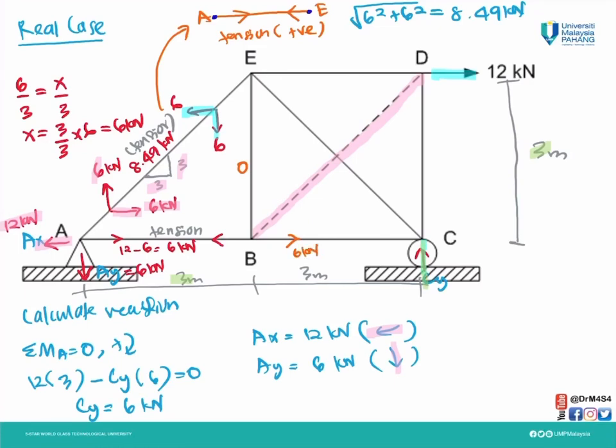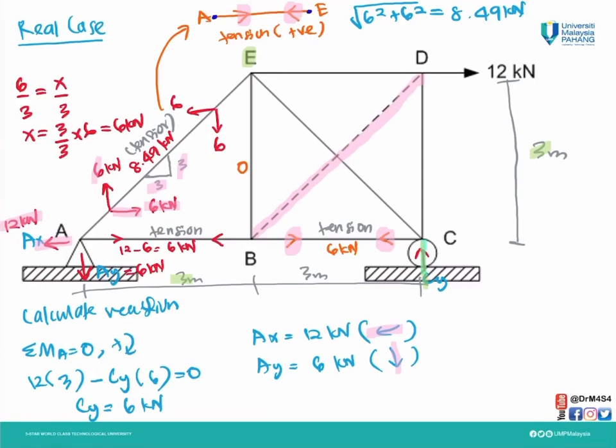The next step is joint C, automatically to the left with 6 kilonewton. That means this value is 6 kilonewton. Check your arrow direction. For this one, equal to this one. That means this is in tension, and tension is positive. Let's do joint E.